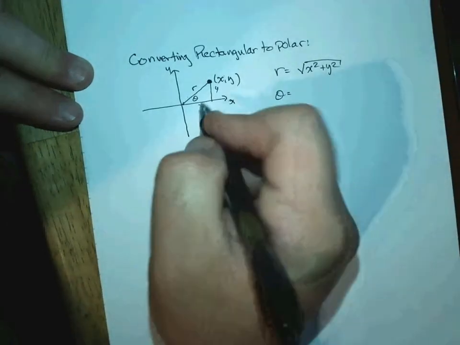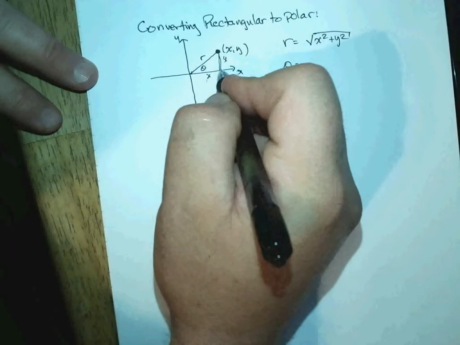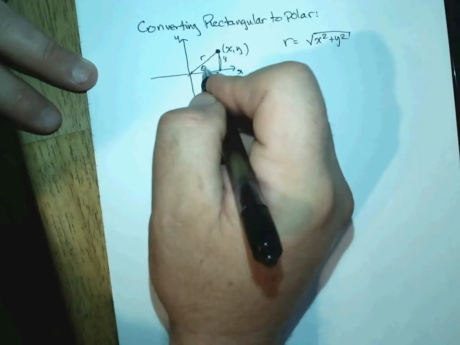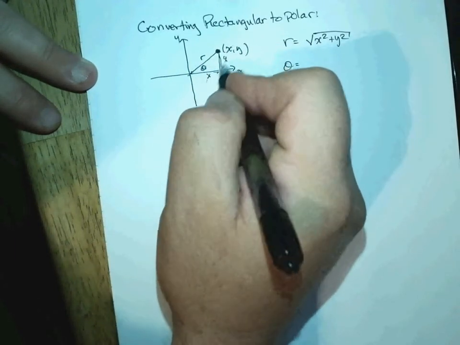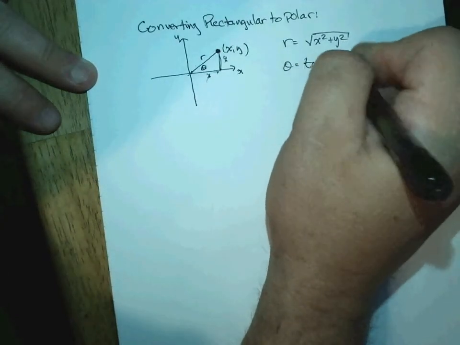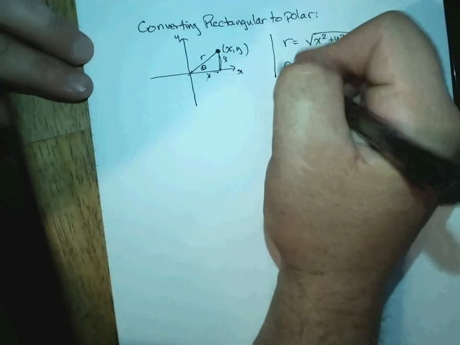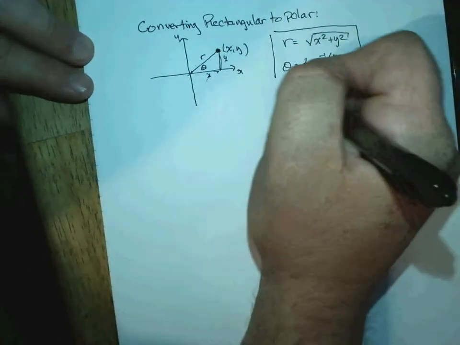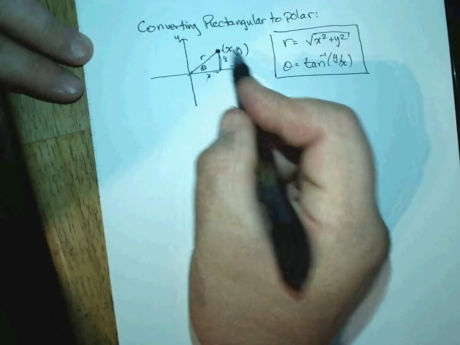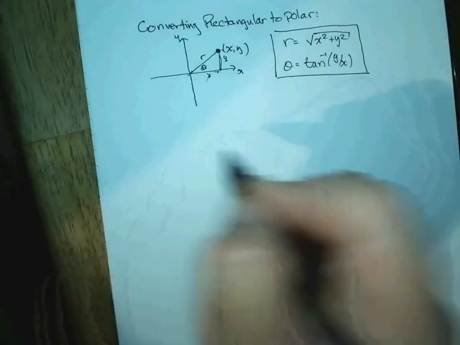Okay? Theta, think about this. To find theta, you know the opposite and you know the adjacent side of theta. The tangent of theta is y over x, so theta is the tangent inverse of y over x. And there you have your conversion from rectangular, from xy's to polar r theta.